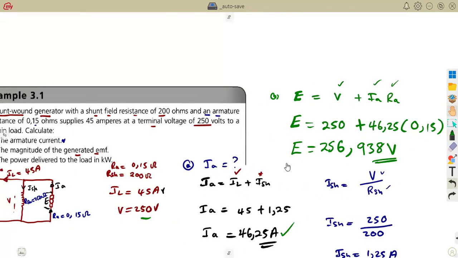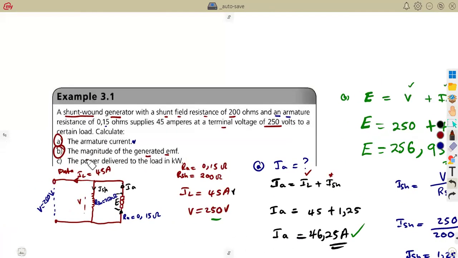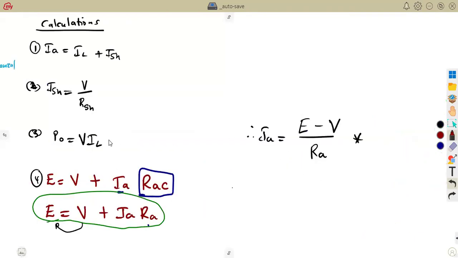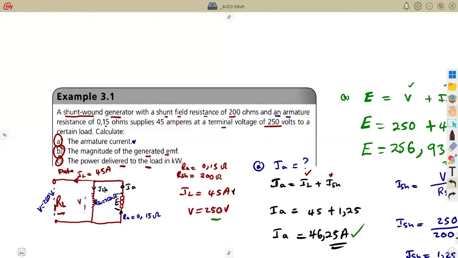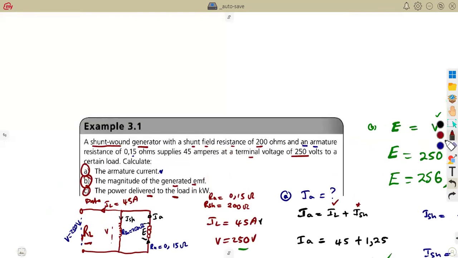Then C, I want you to calculate the power delivered to the load. Remember, there we've got our load, whatever you have. And what is that power? Output power, which is the electrical power from the terminal voltage and the load current. It can be calculated, and they want this one in kilowatts. So output power, which is the power delivered, is voltage times the load current.